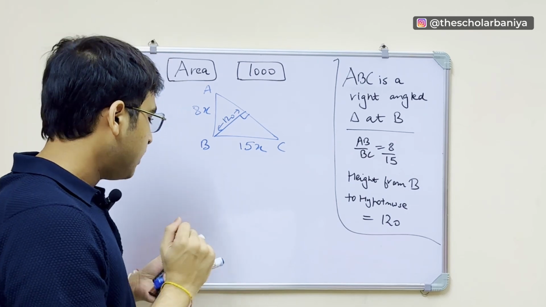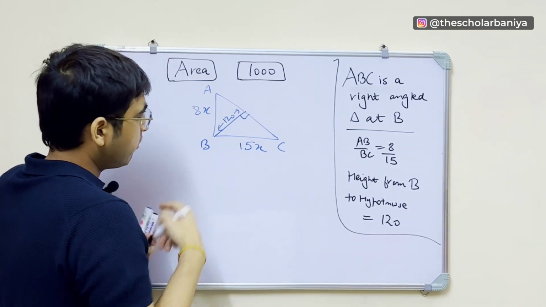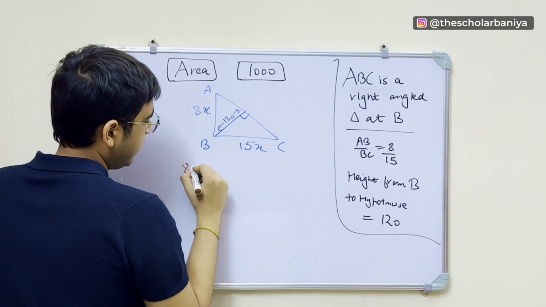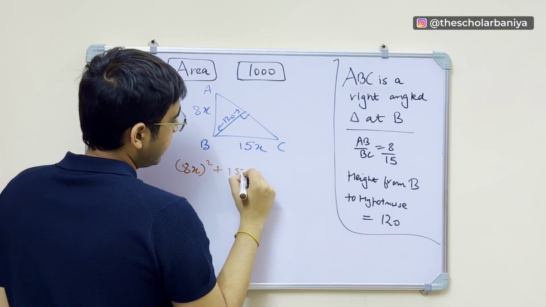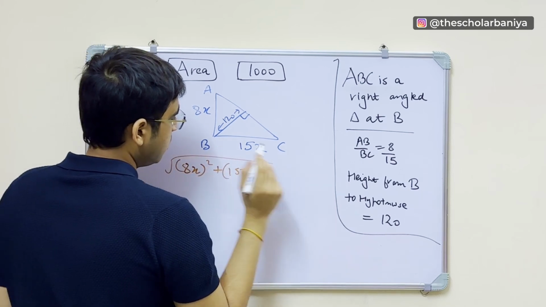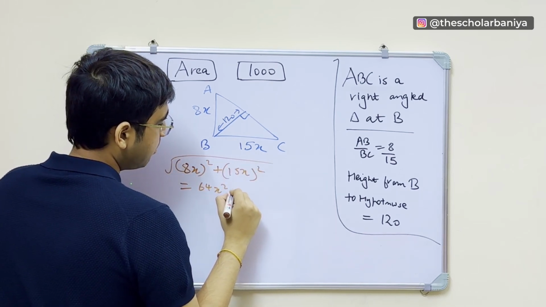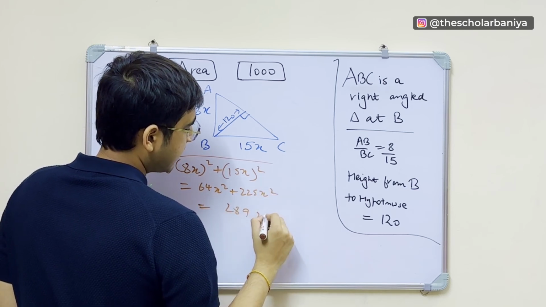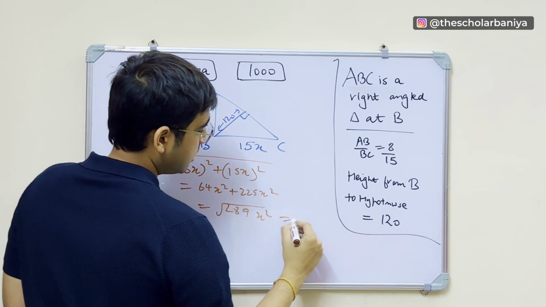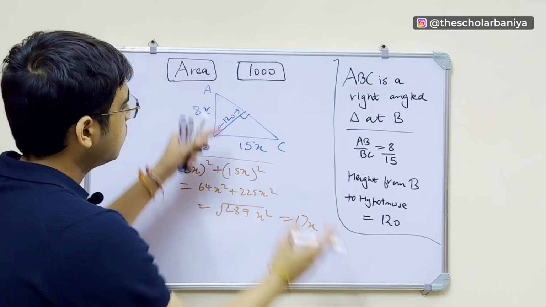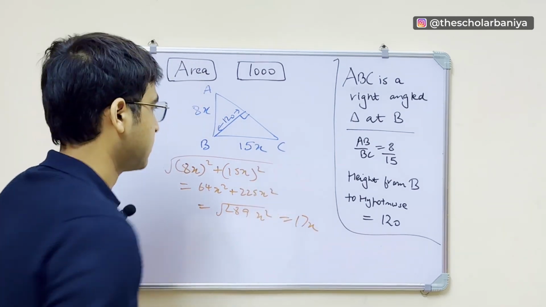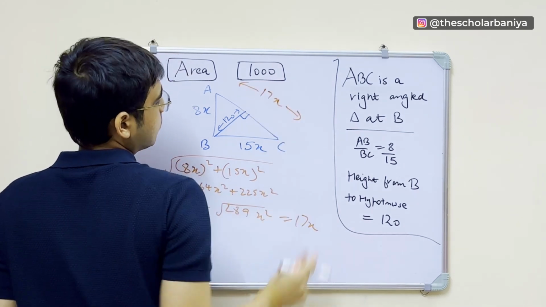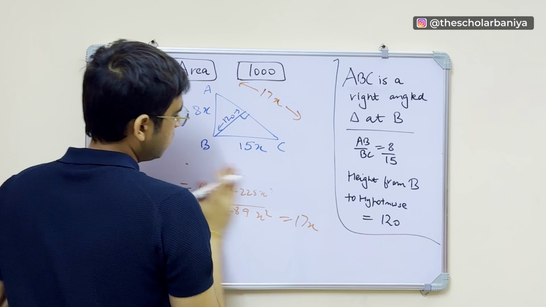Okay, so now tell me one thing. What will be the hypotenuse? The hypotenuse will be the square root of 8x square plus 15x square, right? Which is 64x square plus 225x square, which is 289x square under root, which is 17x, right? So the hypotenuse comes out to be 17x. I hope this should be pretty simple, right? Okay.